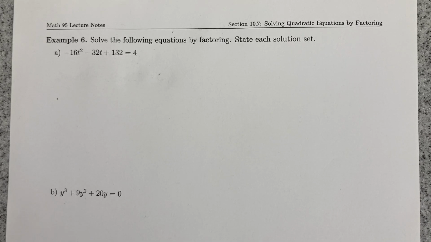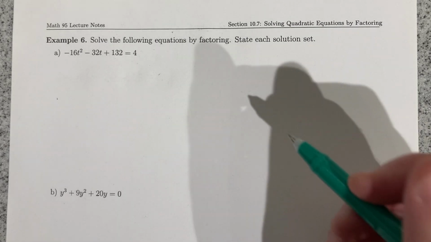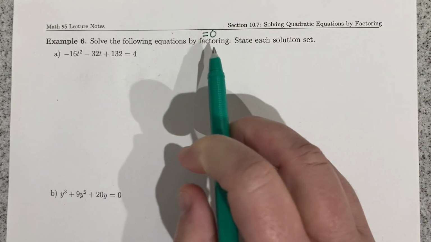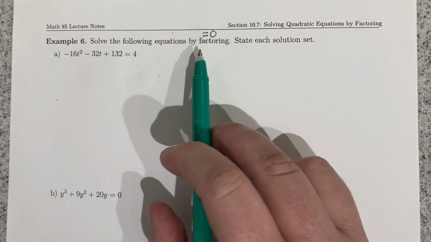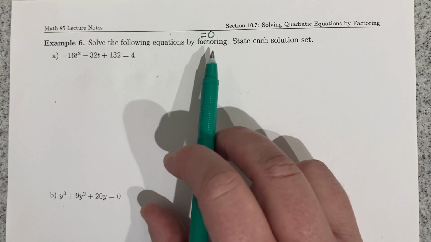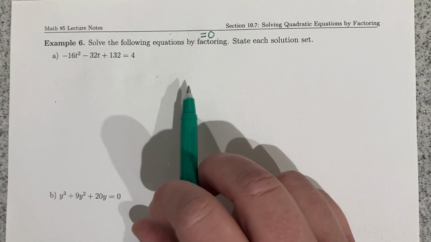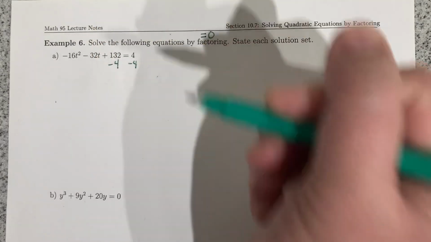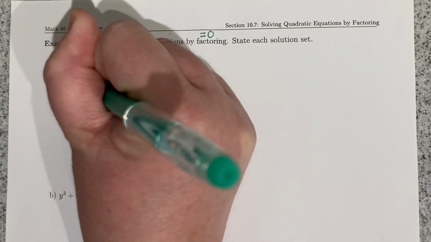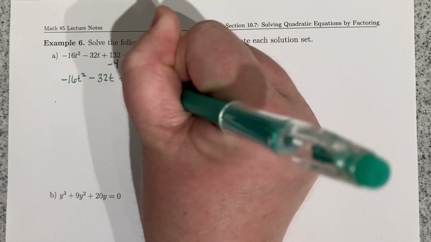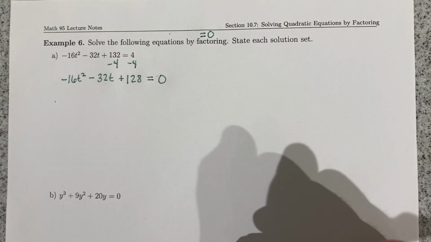Let's do some more examples of solving by factoring because this is a good way to review our factoring techniques as well. The first step when solving by factoring is that you have to get equals 0, because the whole idea is that we're factoring and then setting each factor equal to 0. So because the only way to multiply to 0 is for one of the factors to equal 0. So first step in this problem is to subtract 4 so that I get equals 0 on one side. So that's negative 16t squared minus 32t and then plus 128. And now we have the equals 0 we needed.